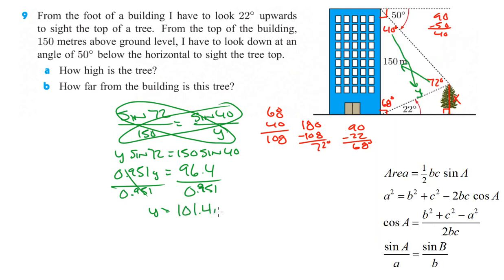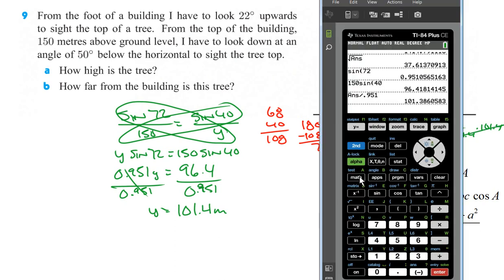And this is meters. Now this is just this length right here, 101.4 meters. So now that we know that, now we can do, look, opposite and hypotenuse. We can do sine 22 equals X over 101.4. Multiply both sides by 101.4.